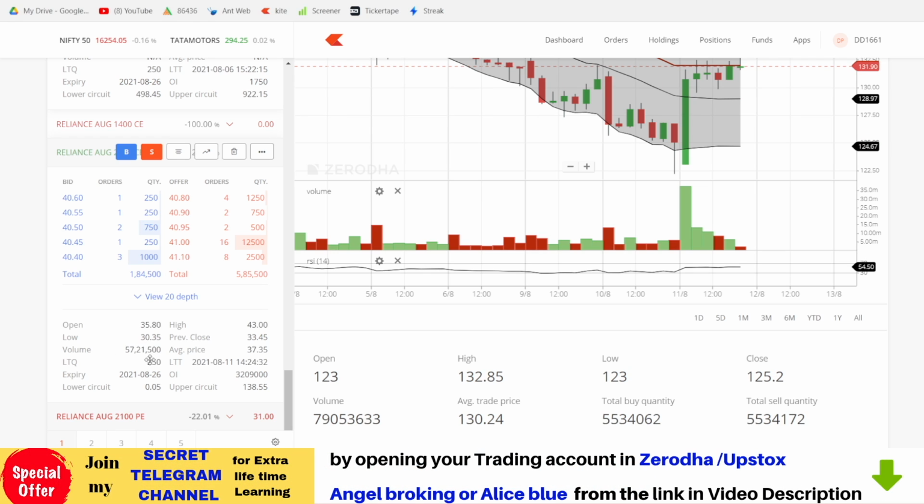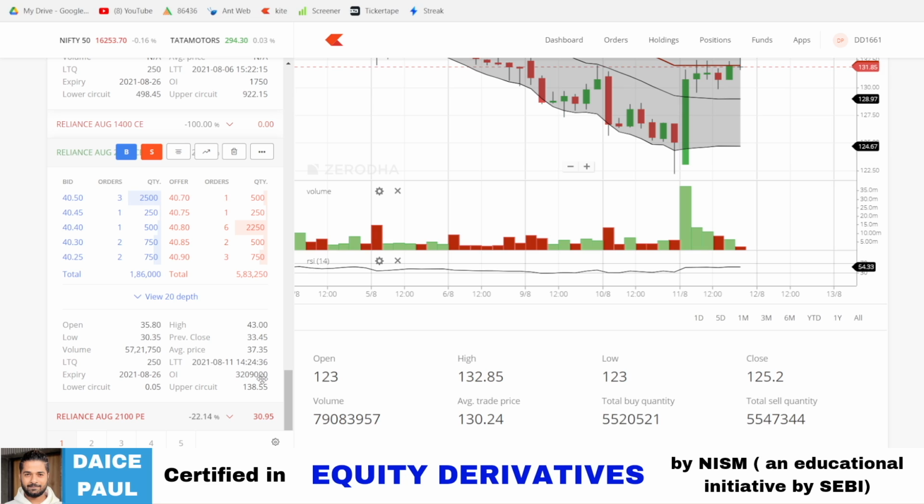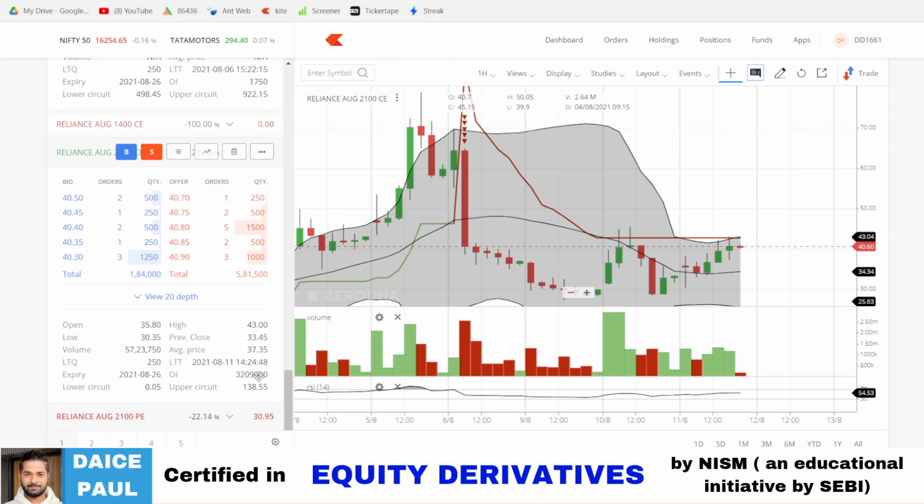If someone is buying and someone is selling, it becomes volume traded. But for open interest, if two people are buying, two contracts are open, and if two people are selling, four contracts in total are open. Everybody has opened their position. Until and unless they close their position, it stays open. So that is open interest.